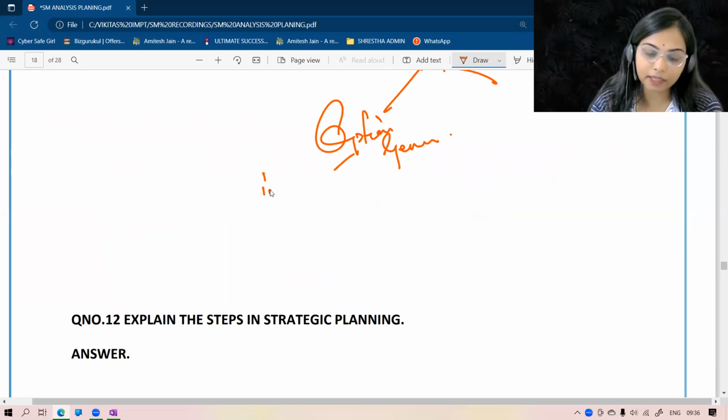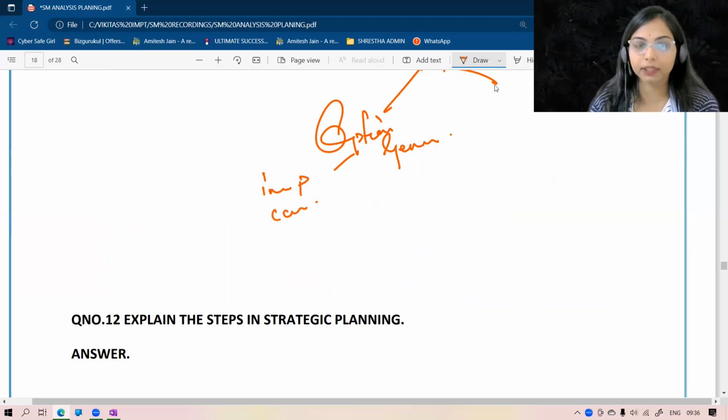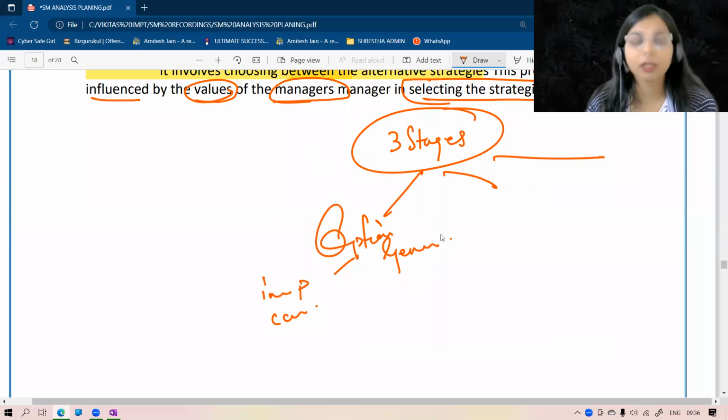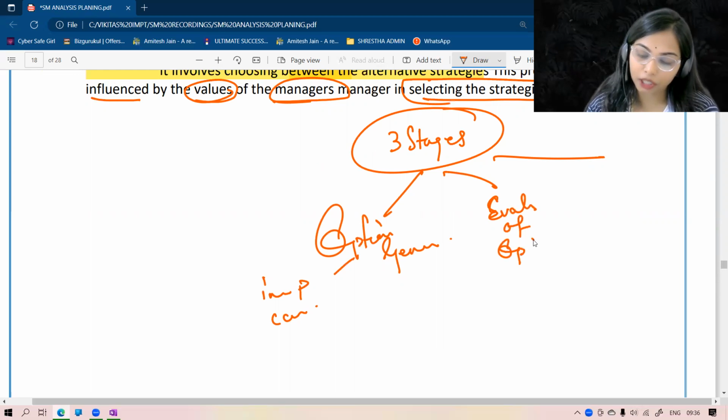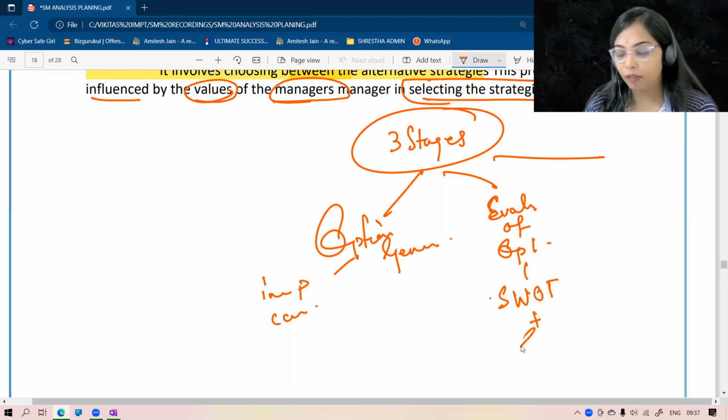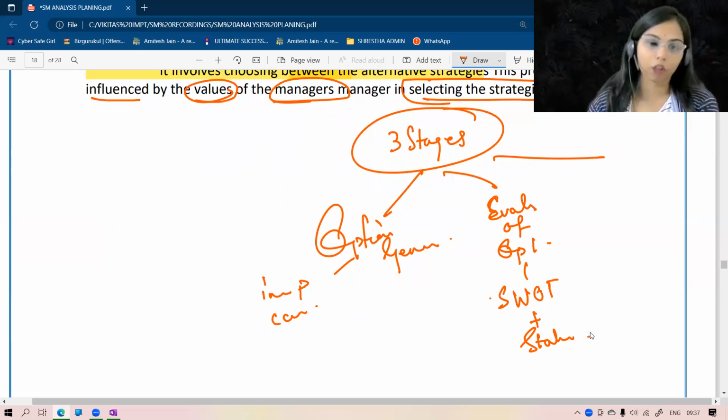You can increase the price. You can go into the core competencies and many other things. Then comes option generators. After option generators, what do you have to do? You have to do the evaluation of the options generated, find out the strengths, weaknesses, opportunities, threats, and whether the stakeholders will be accepting or not.